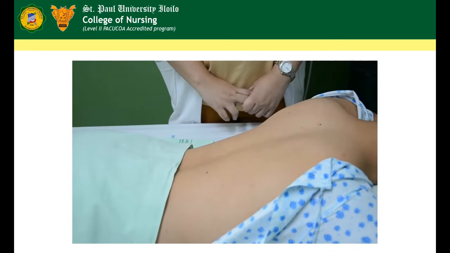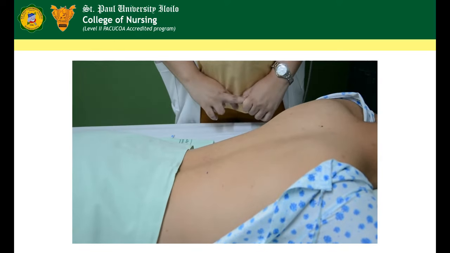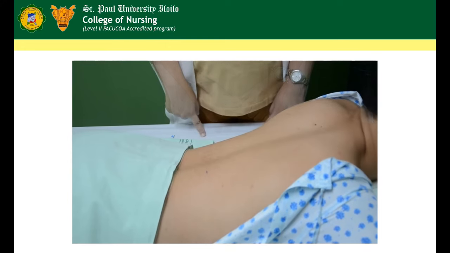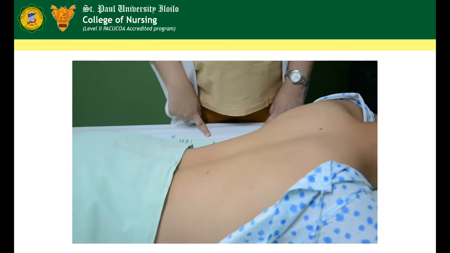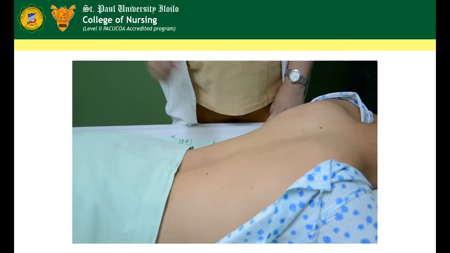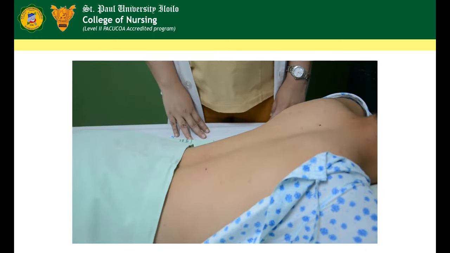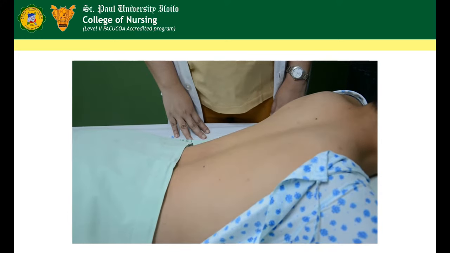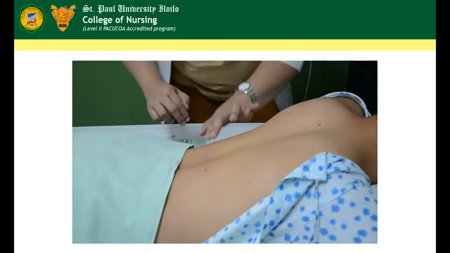Sir, you can now breathe regularly. Ask the client to take a few normal breaths and then expel the last breath completely. Hold it while you percuss upward from the marked point to find and mark the diaphragmatic excursion during deep expiration. Note the change from dullness to resonance. Sir, can you take a deep breath and then expel the last breath and hold?